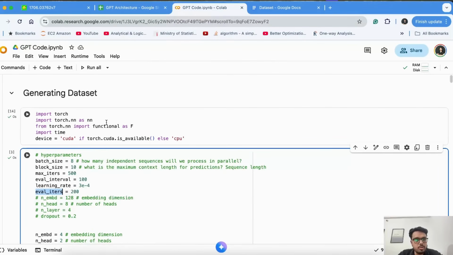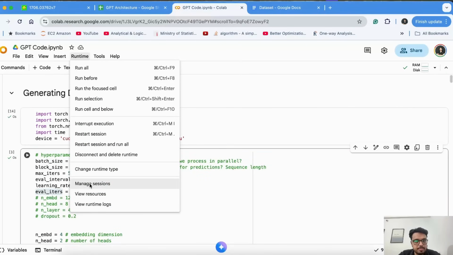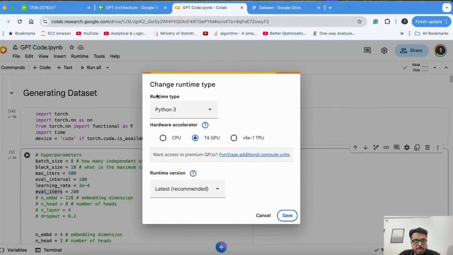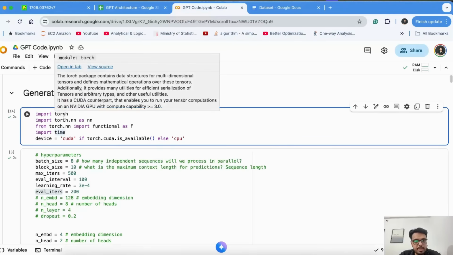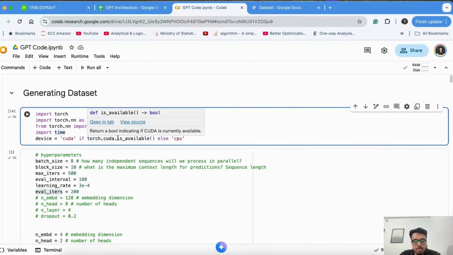This is the Google Colab notebook that we will be using for coding up the architecture that we have just discussed. A quick heads up: you have to ensure that the runtime type is Python and you have selected T4 GPU when you are trying to execute this Colab notebook. And we will be using PyTorch libraries for coding up this entire architecture.